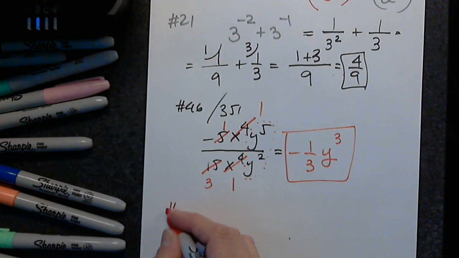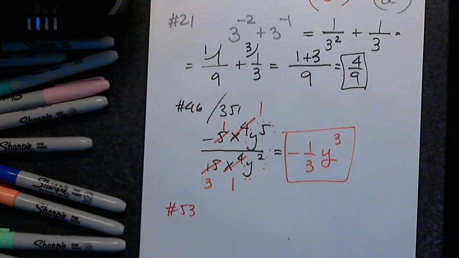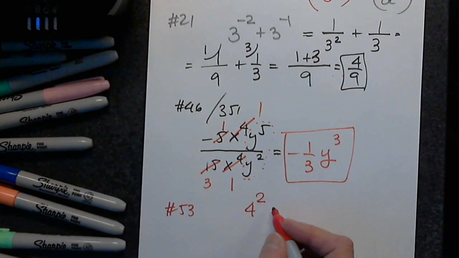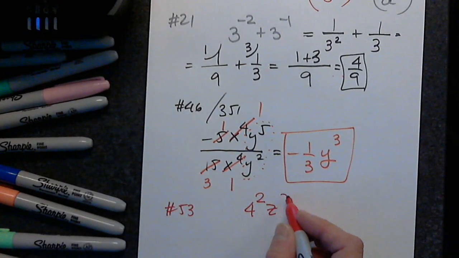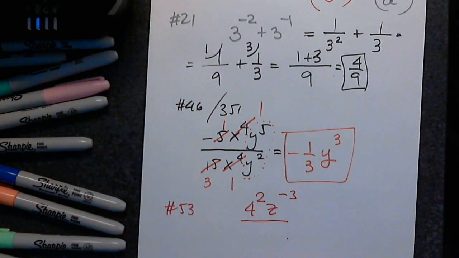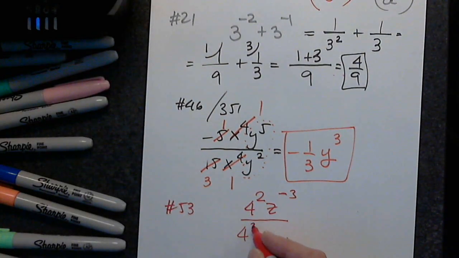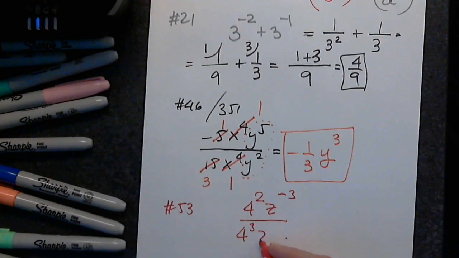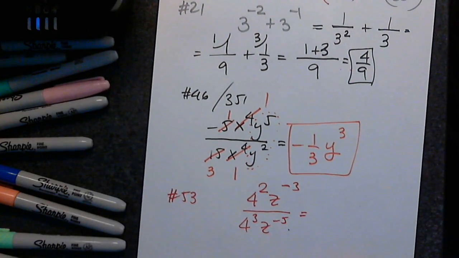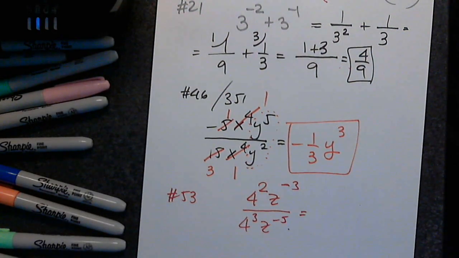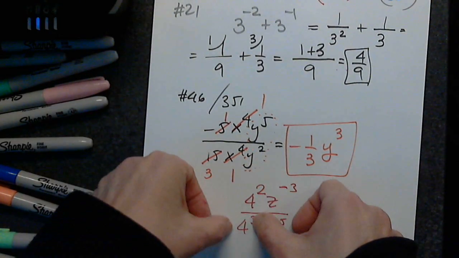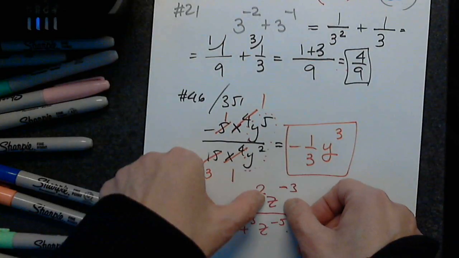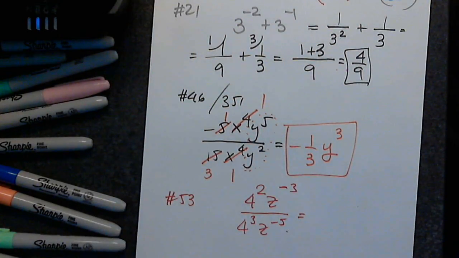$53. Any questions? Stop me anytime. 4 squared, z to -3, everything divided by 4 to the 3rd times z to -5. I notice there are 2 factors involved here. Both are present in the denominator and the numerator. The same thing with z.